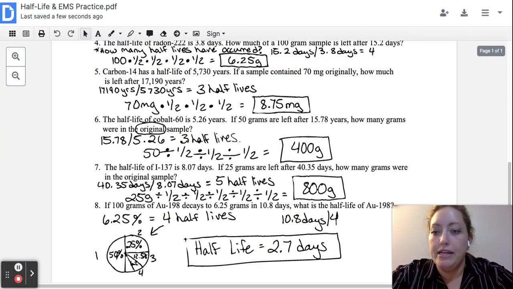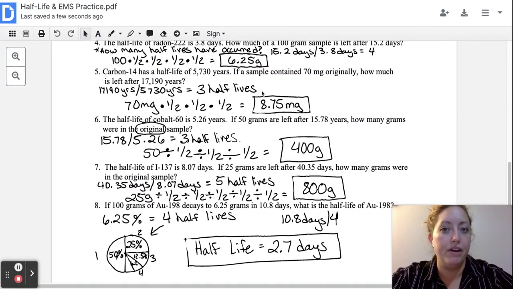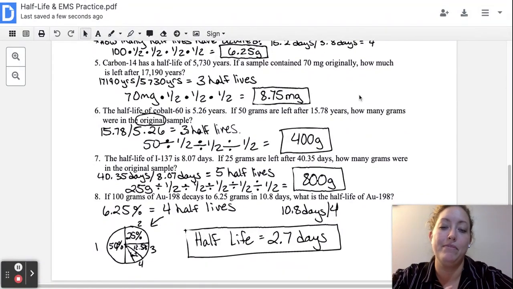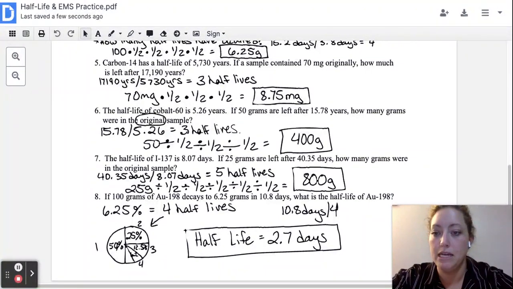5 is done the same way. So you divide, figure out your half-lives, multiply your starting amount. So you should have ended up with 8.75 milligrams on that one. It's not grams.